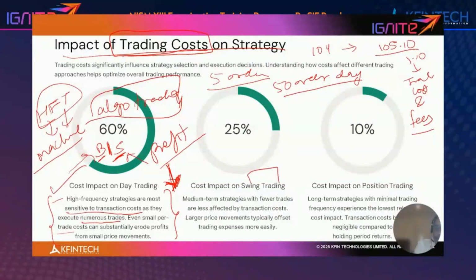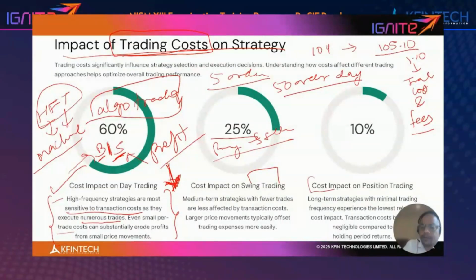Swing trading, 25%. Swing trading means you buy now and you sell maybe one day later, or once your price has reached. So this is also buying and selling, but at a lesser frequency than HFT. This is not every minute or every 5 minutes that you're buying and selling. This is basically swing trading. You might want to buy and sell at the end of the day or something like that, right?